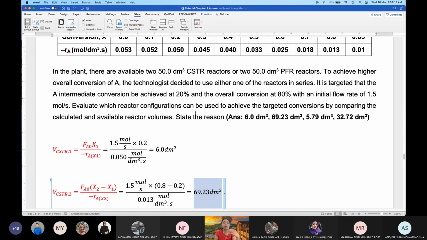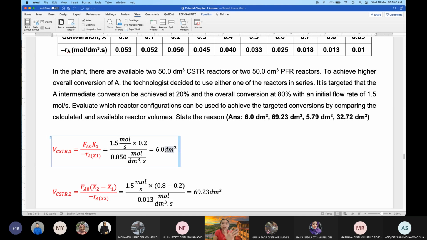Okay. Now, after you already obtained the first reactor and second reactor volumes, what you need to do, you want to determine whether it's suitable or not to be used, right? So you have to compare with the available volume of the reactor you have at the plant. You must remember, the volume you need is 6 and 69. In your plant, the reactor volume is 50 and 50. Okay, so comparison, the first reactor, by right you can use, because you only need 6 to carry out the reaction. Your plant has 50. Okay, done.